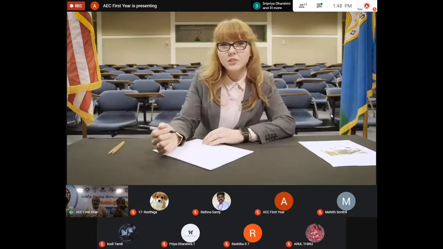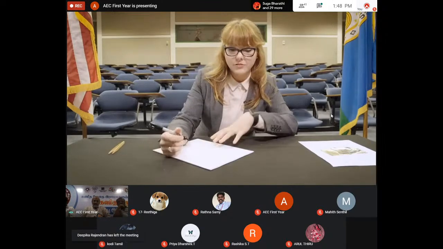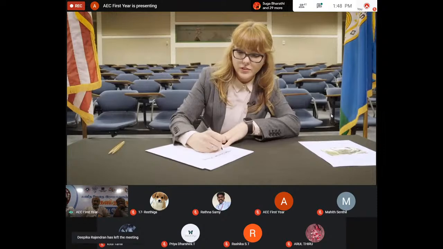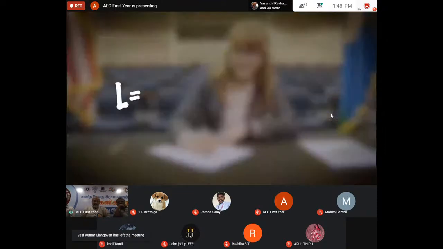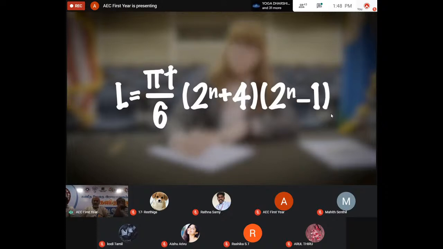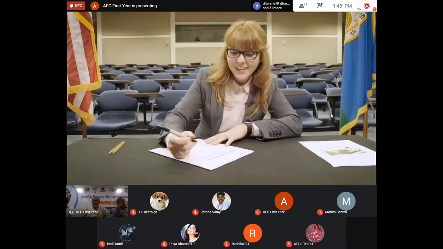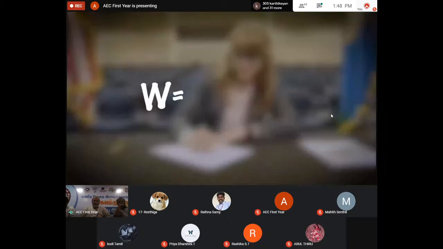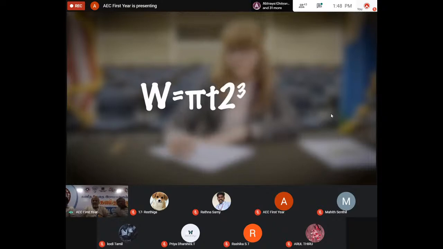I derived 2 limiting equations for folding anything in half. One was for single direction folding. When solving for length, pi times the thickness over 6 multiplied by 2 to the n plus 4 times 2 to the n minus 1. And then the second equation was for alternate directional folding. Width is going to equal pi times thickness times 2 to the 3n minus 1 divided by 2.